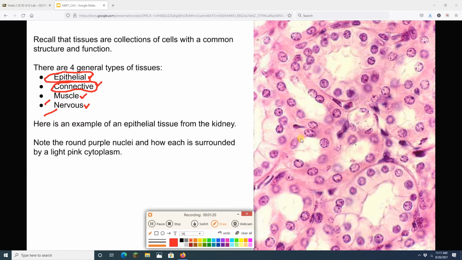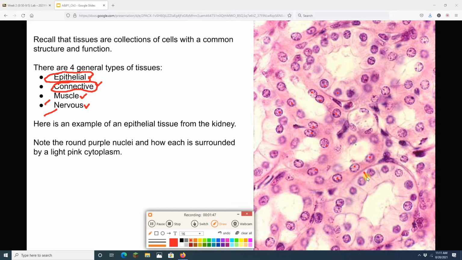So if you look over here, this is a microscopic picture, okay? This is tissue from the kidney. There are a lot of cells here. How do I know there are a lot of cells? Well, I can see all of these purple nuclei. All of these purple circles are nuclei. If I have nuclei, I've got cells. So these are all nuclei, these are all cells.